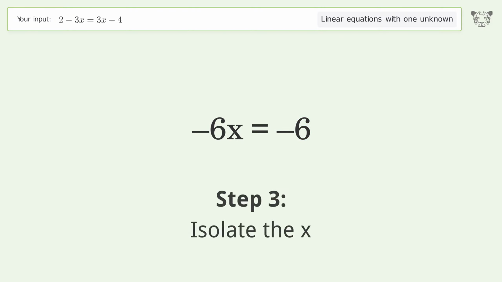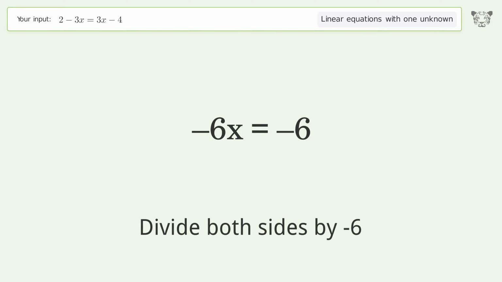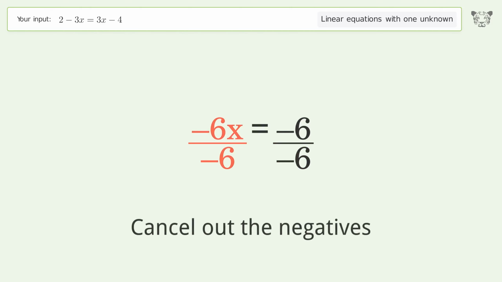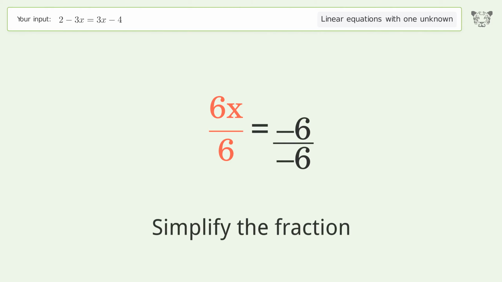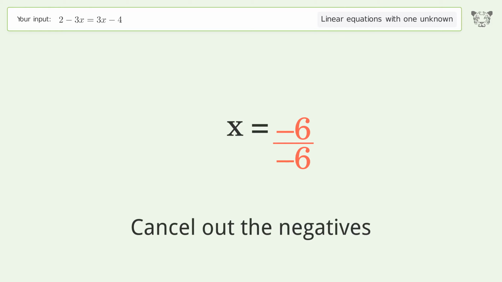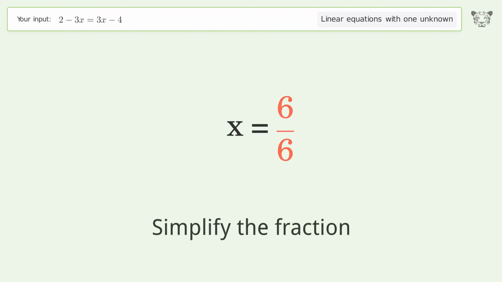Isolate the x. Divide both sides by -6. Cancel out the negatives. Simplify the fraction. Cancel out the negatives. Simplify the fraction.